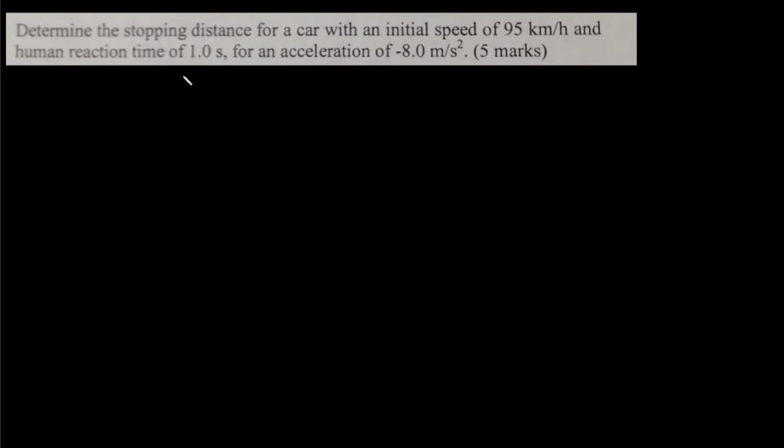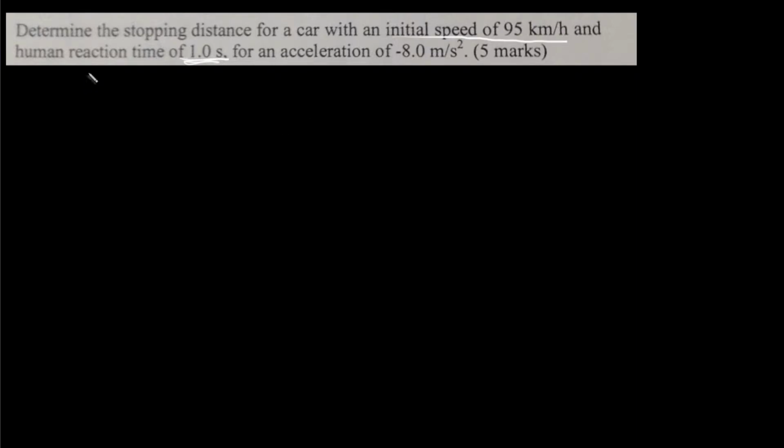First, let's get an idea of what's happening. We have a vehicle that is traveling with an initial speed of 95 kilometers per hour, and this vehicle is going to continue traveling at this speed for 1 second because we have a reaction time of 1 second. After 1 second of traveling at this speed of 95 kilometers per hour, the vehicle will start to decelerate at a rate of 8 meters per second squared.